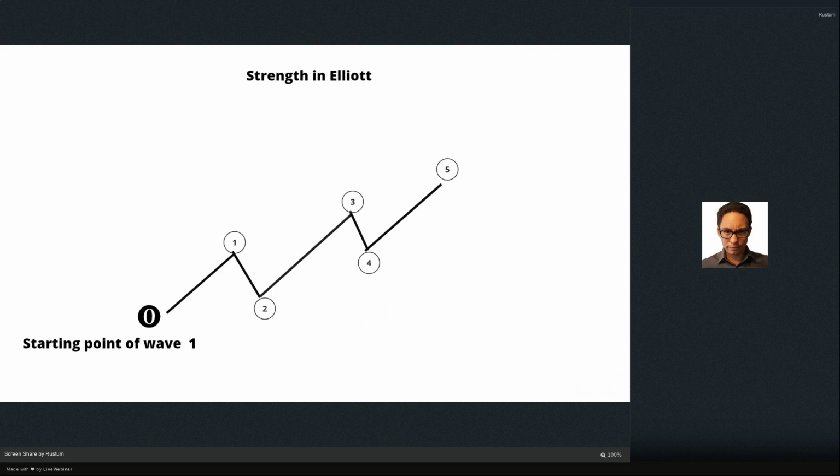So Elliott confirms a trend like this. The starting point of wave one and then comes down in a corrective fashion and then another motive wave up and then correction and then motive again up. So he uses 5 legs or 5 waves.